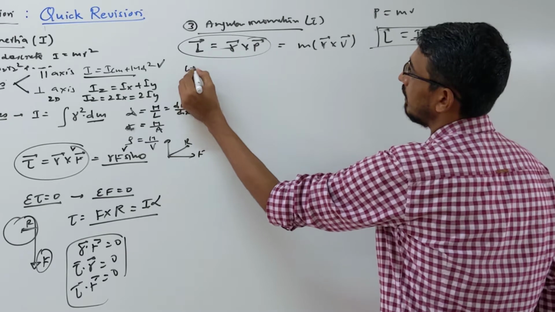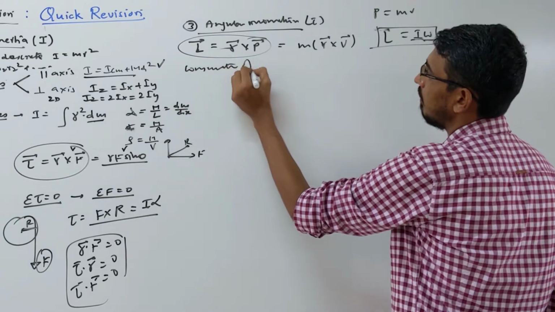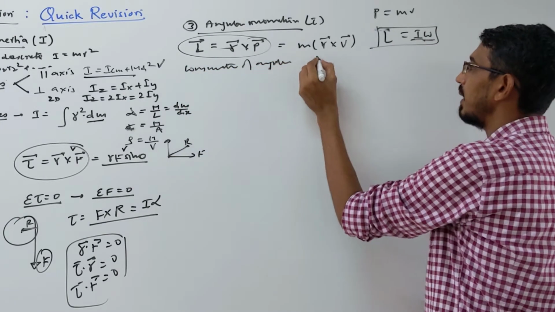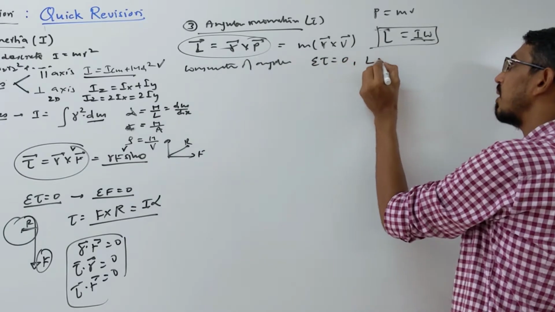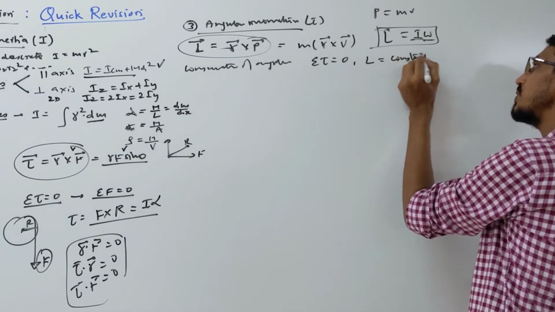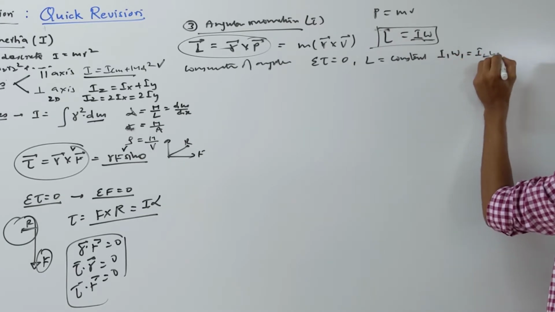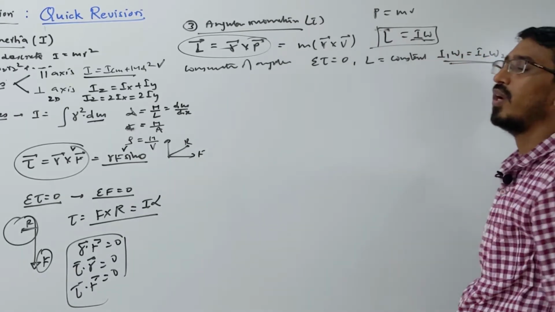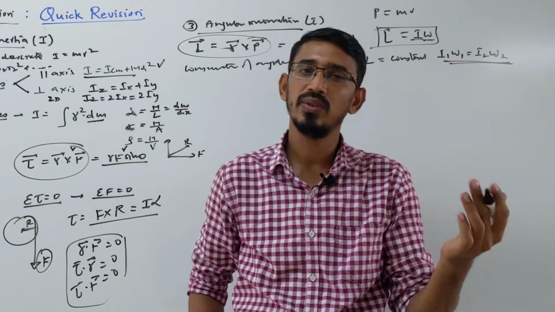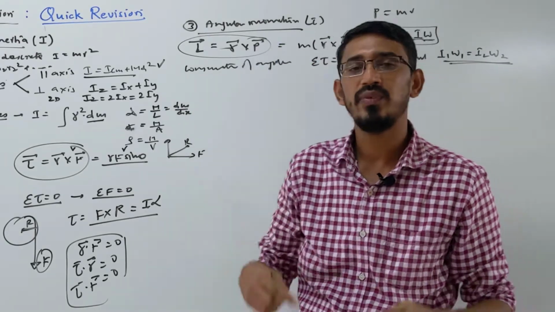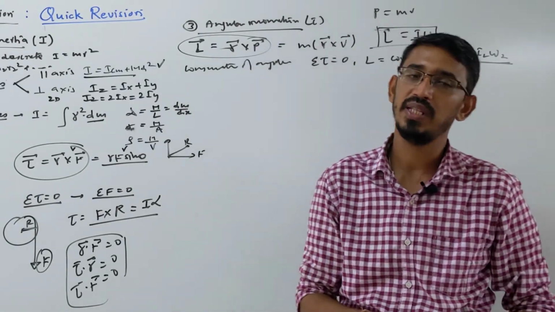conservation of angular momentum. This rule says that when the net external torque is 0, your angular momentum is always conserved or constant. So you can write initial angular momentum I1 omega 1 is equal to final angular momentum I2 omega 2. So you can find the final angular velocity or some unknown things. If you know angular velocity, you can find time also, you can find frequency also, many things you can calculate.